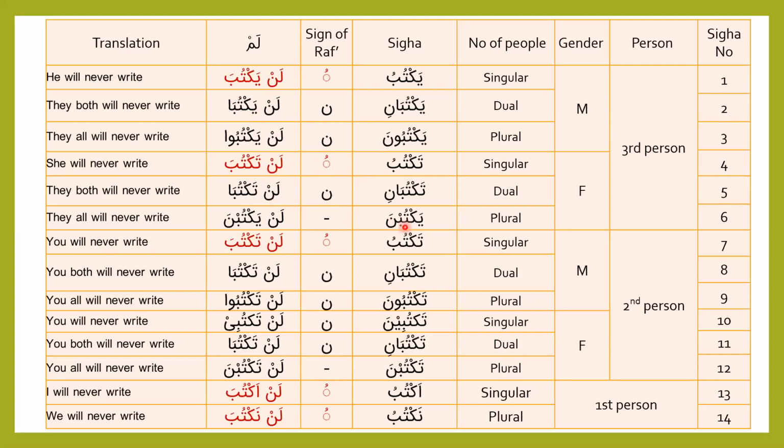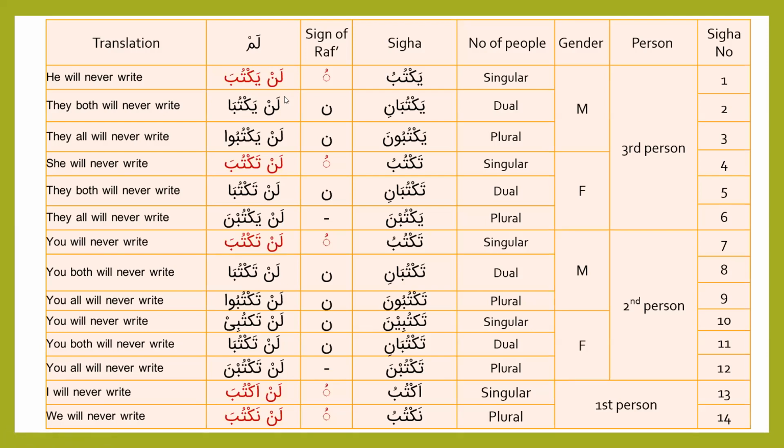Taktubane, lan taktuba. Sigha number 6 and sigha number 12, I told you, are mabni. They will never ever change. So yaktubna will remain yaktubna, because there is no alamat raf, because it is mabni. And sigha number 12 as well, taktubna, will remain the same, lan taktubna. So feminine plural will not change, sigha number 6 and 12.